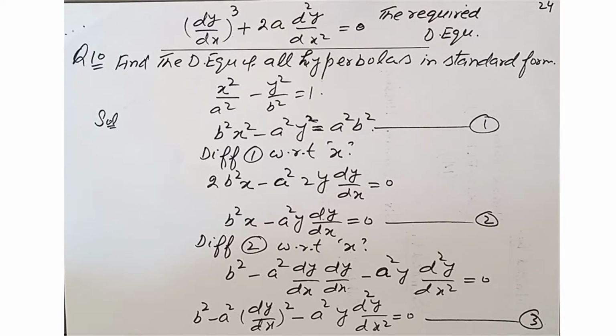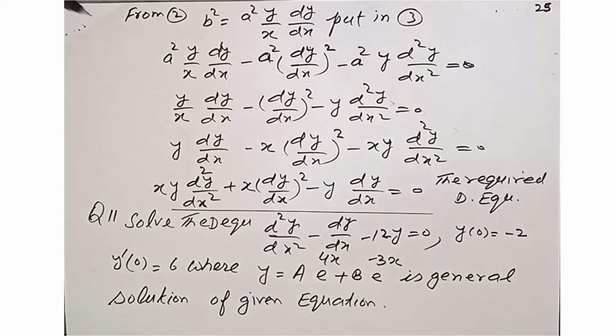Now we eliminate the constants from this equation. How do we eliminate the constants? From equation 2, find the value of b square, which is equal to a square y over x into dy by dx. Put this value in equation number 3. We have a square y by x dy by dx minus a square dy by dx whole square minus a square y d2y over dx square.